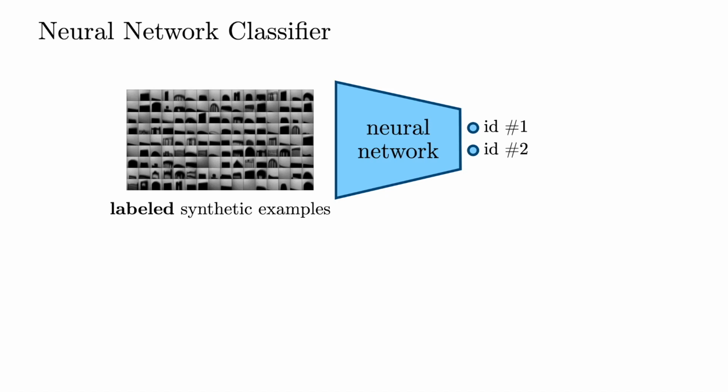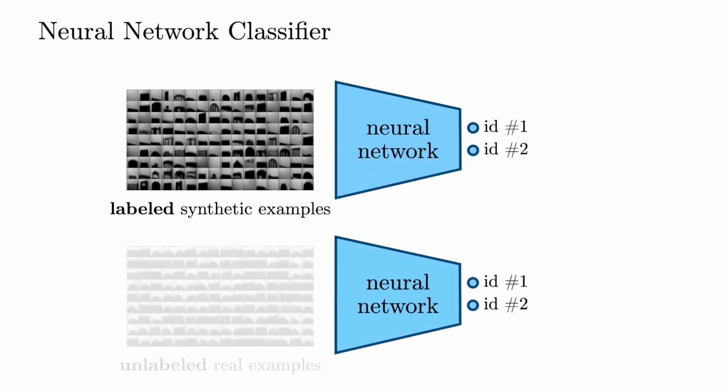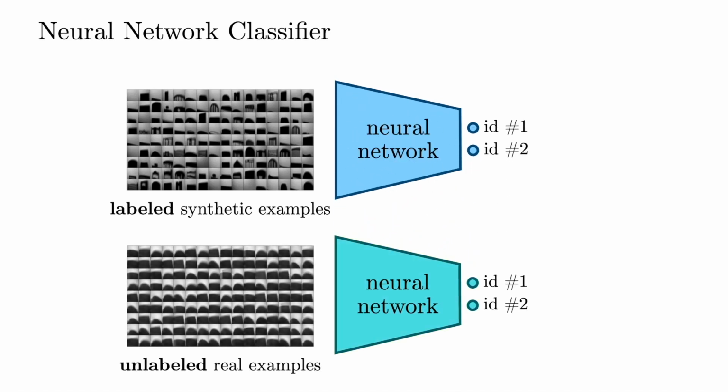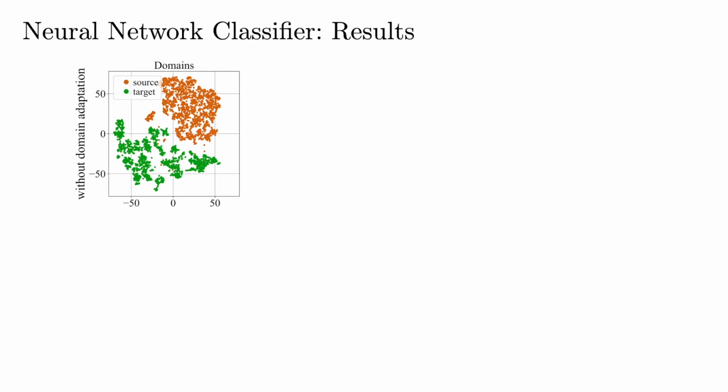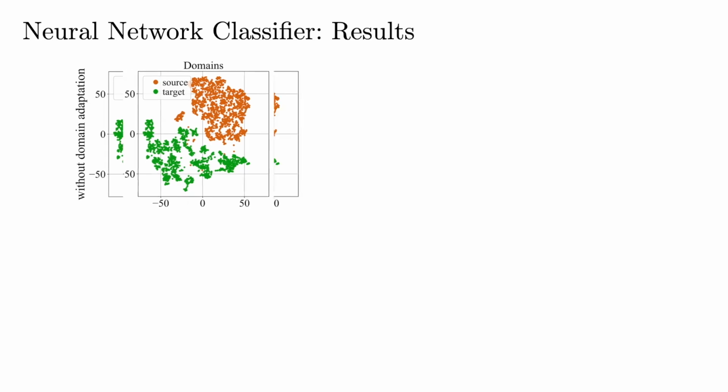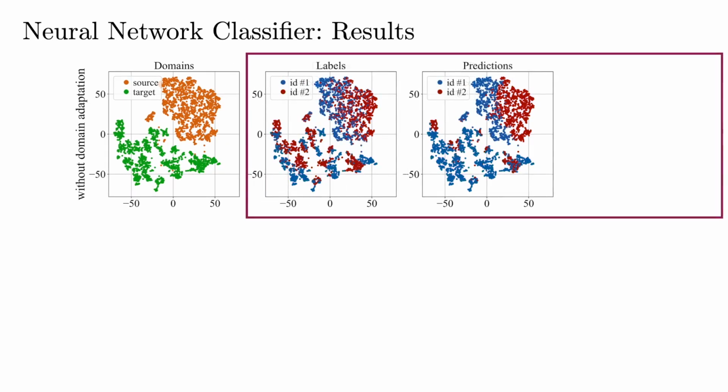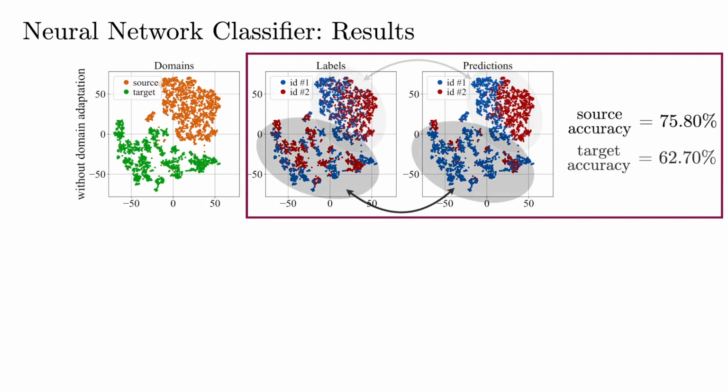In our method, we first train a neural network on the source domain. Then we feed unlabeled real examples through this network to perform domain adaptation. Here we illustrate feature distributions of the test data in 2D. Before the domain adaptation, the network trained on the synthetic data produces two different clusters for the source and target domains. If we look at the class labels and predictions, we observe that the network is able to perform well on the source domain, but it performs poorly on a target domain.